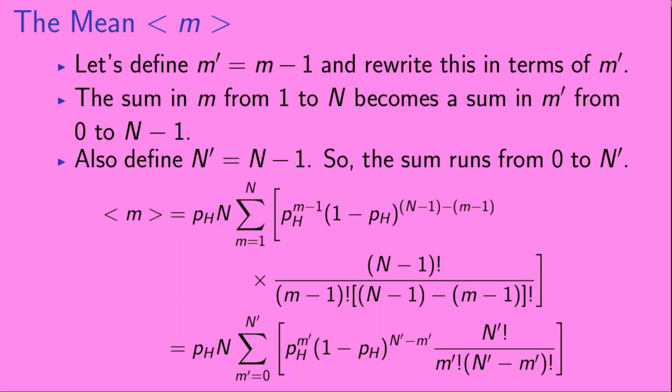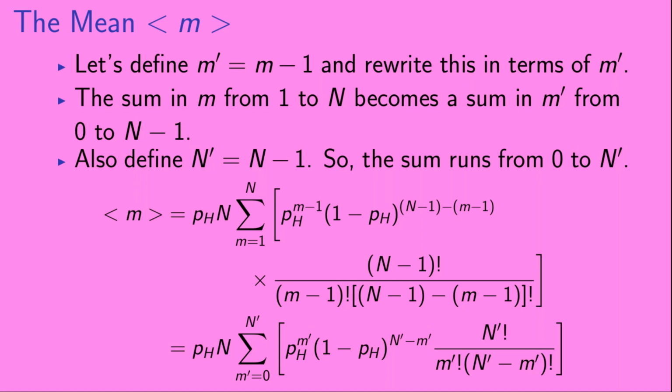Okay, so let's define m prime to equal m minus 1 and rewrite our expression in terms of m prime. The sum in m from 1 to n becomes a sum in m prime from 0 to n minus 1. And while we're at it, let's define n prime to equal n minus 1. So now the sum is going to run from 0 to n prime.